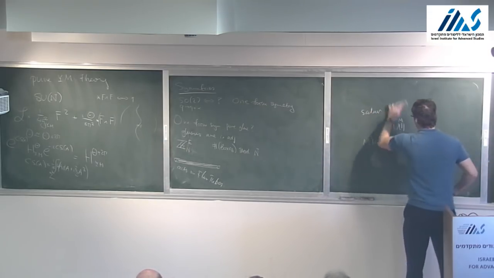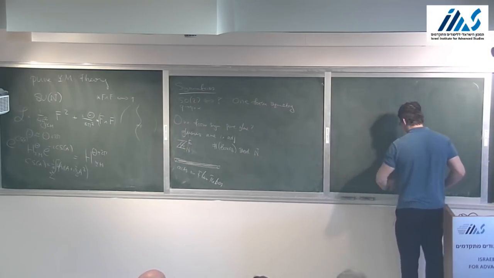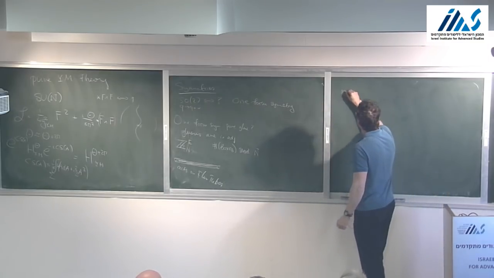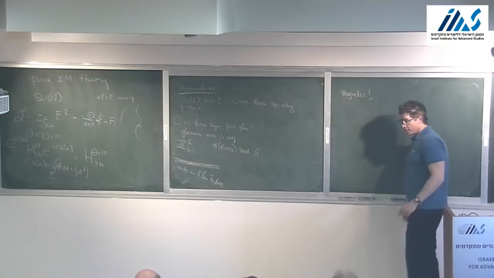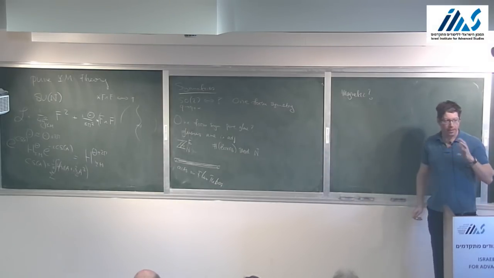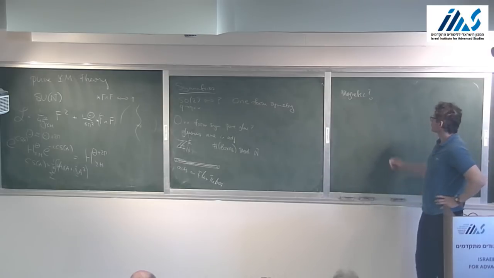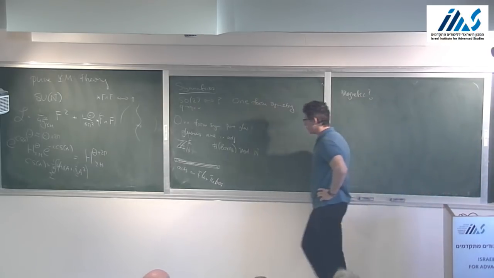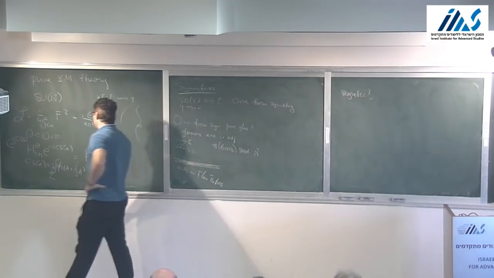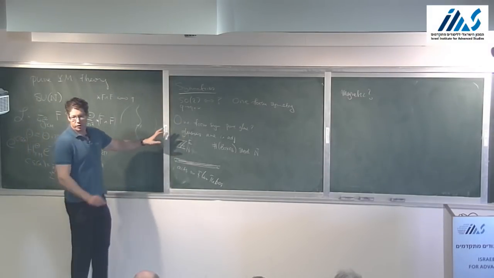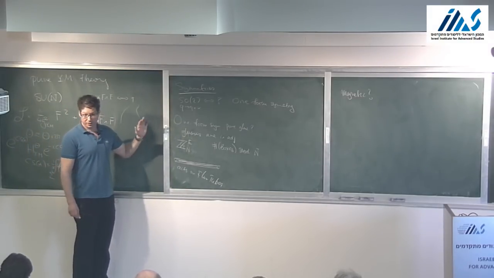Now, what about the magnetic one-form symmetry? This is harder. Is there a magnetic one-form symmetry? This is a little bit harder to understand, and I'll give you a qualitative argument that there isn't. There is none. And the argument goes as follows. I'm giving you a qualitative argument. It's not a proof, but the answer is correct.